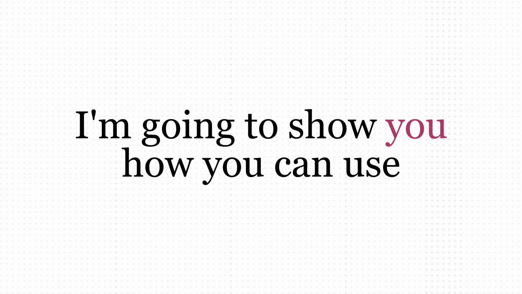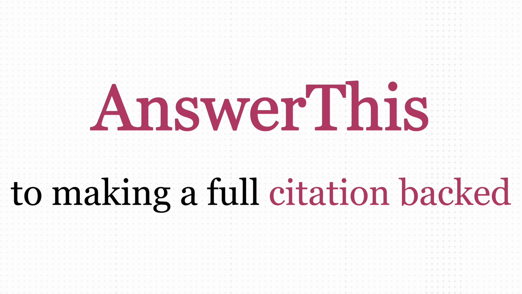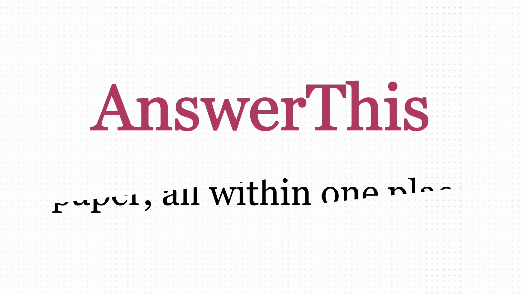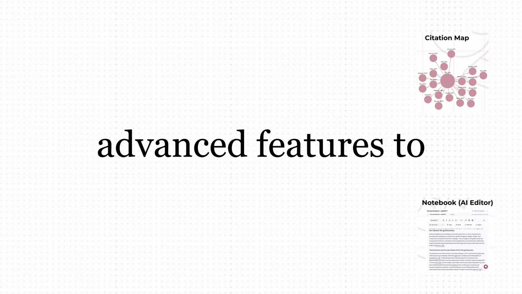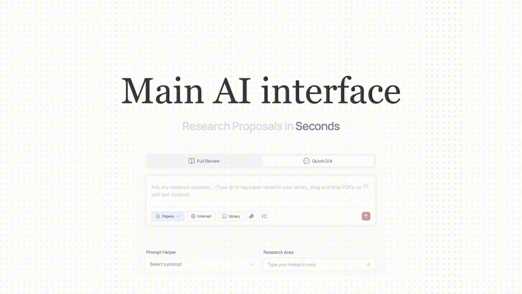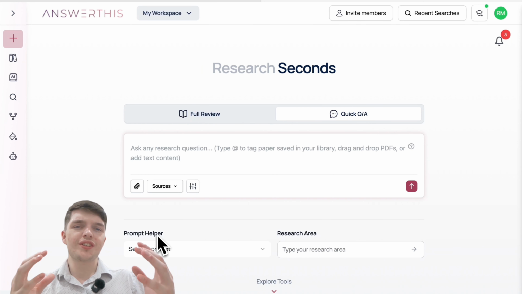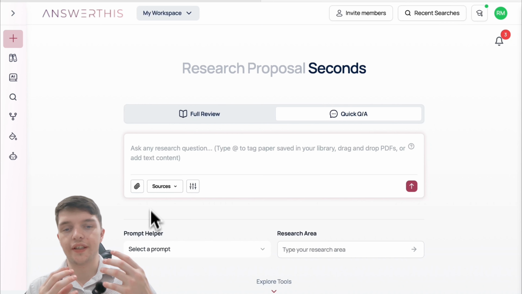I'm going to show you how you can use AnswerThis to go from just starting your research to making a full citation-backed paper all within one place. Although AnswerThis has so many advanced features to find, analyze, and synthesize sources, today I'm going to show you AnswerThis's main AI interface where you can make anything from literature reviews to research proposals to citation-backed answers from research questions. Once you sign in to AnswerThis, you'll come to a screen like this.